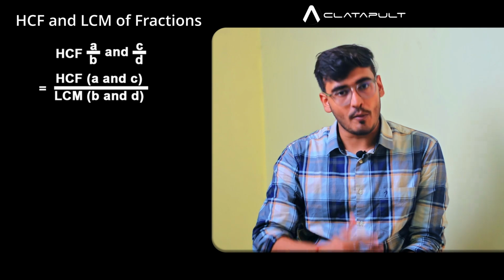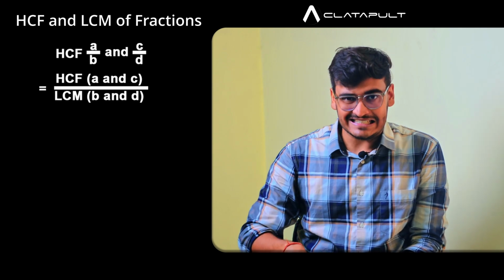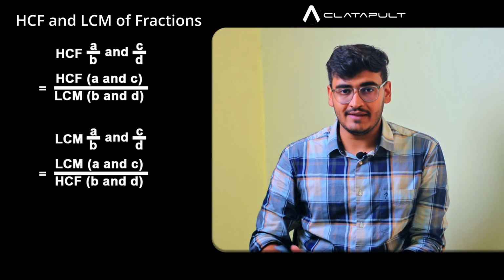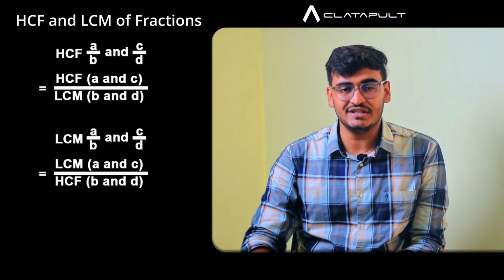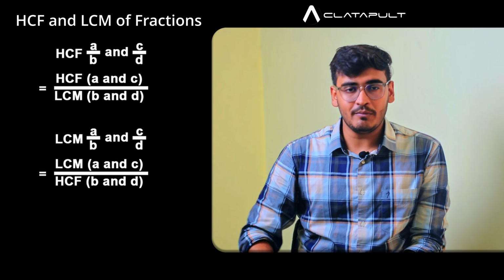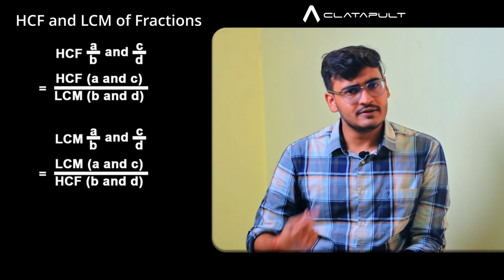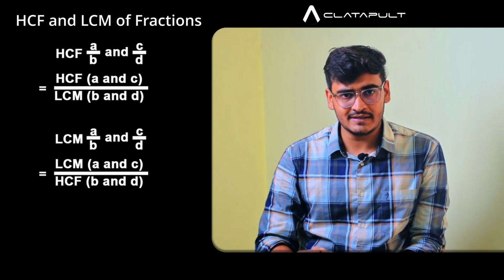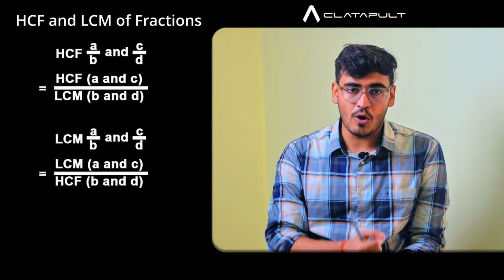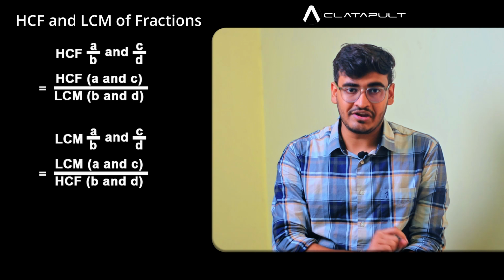If we have to do the opposite, if we have to find the LCM of two fractions, which is A by B and C by D, then we find the LCM of the numerators, which is A and C, and we find the HCF of the denominators, which is B and D, right? So a simple trick of remembering this is, whatever we have to find is in the numerator and the exact opposite of it, we put it in the denominator, right?